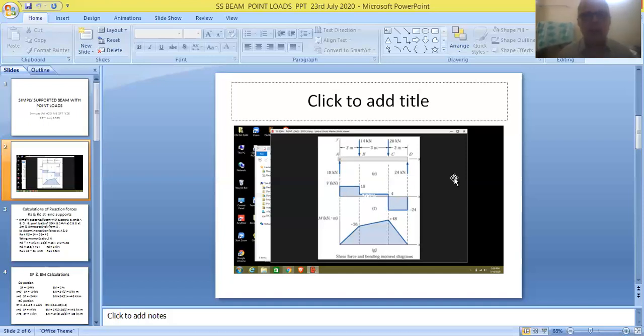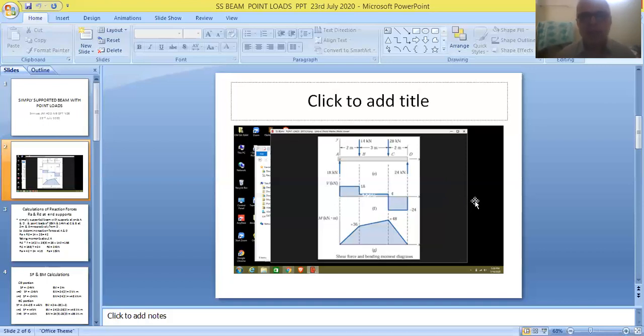It is provided with 2 supports, so it's called a simply supported beam, and 2 point loads are acting on the upper surface of the beam. These loads are shown in the figure.